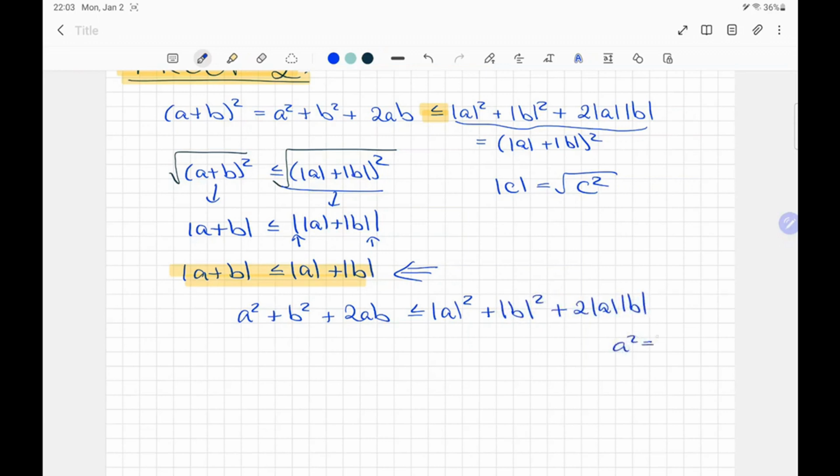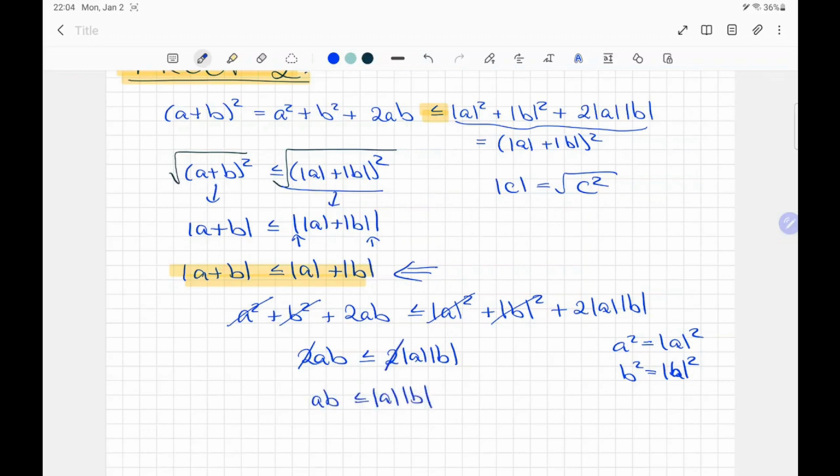Now, a squared equals absolute value of a squared, and b squared equals the absolute value of b squared. There's just, you take the square, the negatives disappear, and you're all good. So that means that I can cancel out the a squared and the absolute value of a squared and the b squared and the absolute value of b squared, and I'm left with 2ab less than or equal to 2 times the absolute value of a times the absolute value of b. I'll do one more simplification by canceling out the 2's, and I'll end up with ab less than or equal to absolute value of a times the absolute value of b.